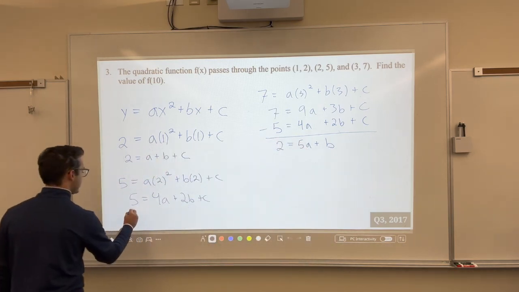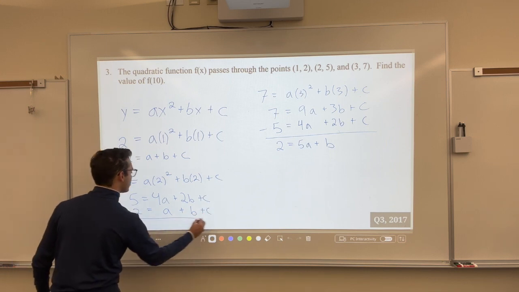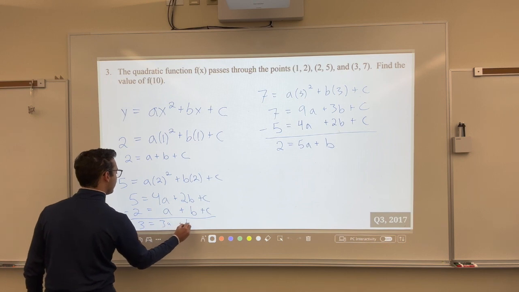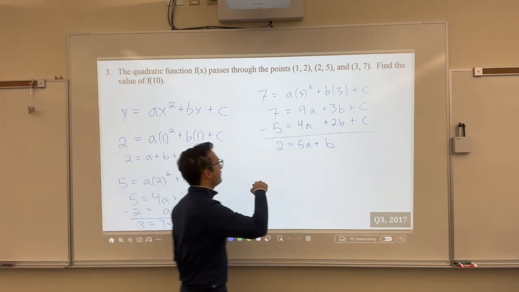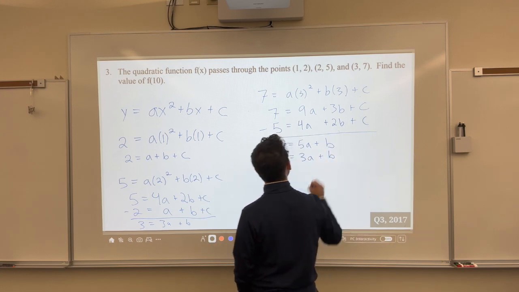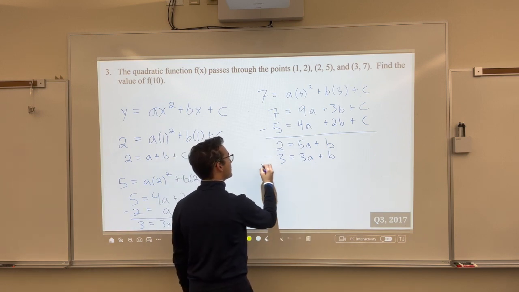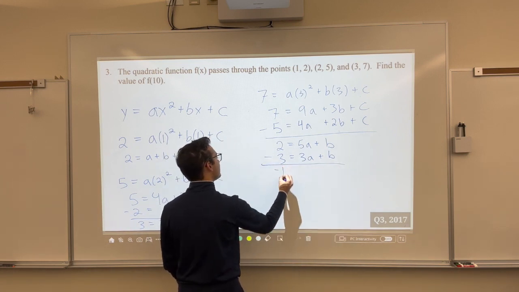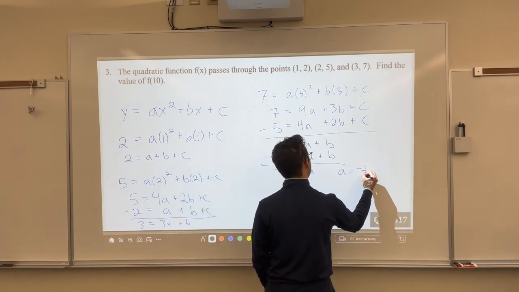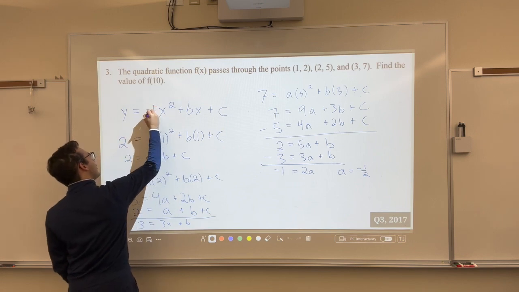So if we write 2 is equal to a plus b plus c underneath here, and we subtract, we get that 3 is equal to 3a plus b. So let's move that over here. If 3 is equal to 3a plus b, we can now subtract these two equations and get a by itself. So subtract these two equations and we get that negative 1 is equal to 2a, and therefore a is equal to negative 1/2. So we found that a is equal to negative 1/2.